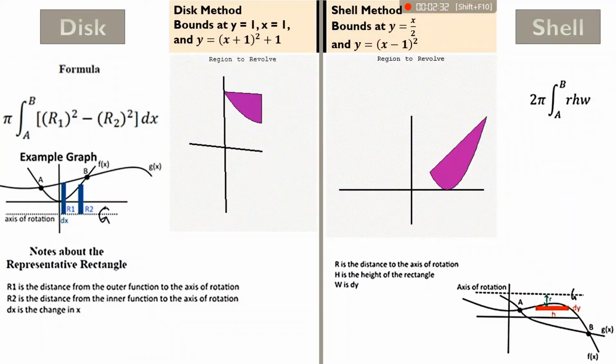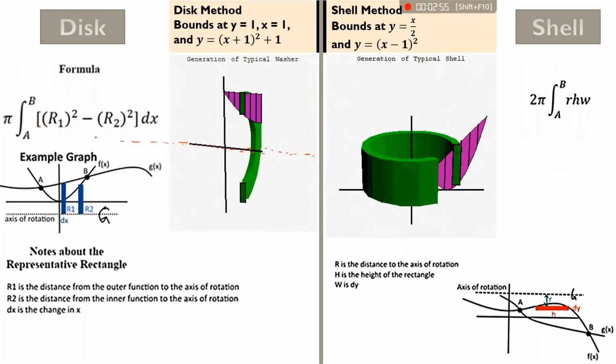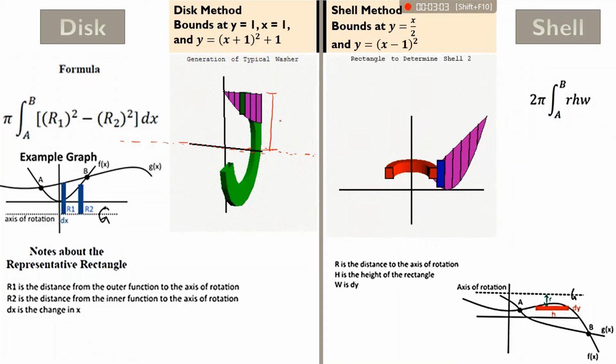No. Okay, then we've got disk and shell method. So we use disk method whenever we're revolving around a horizontal line. It takes two arguments. So that's an outer radius and an inner radius. So for this one, we're revolving around the line x equals 0. My r1 is my distance to the outermost radius, so that would be this distance. And my r2 is my innermost radius, which would be this distance here, r2.